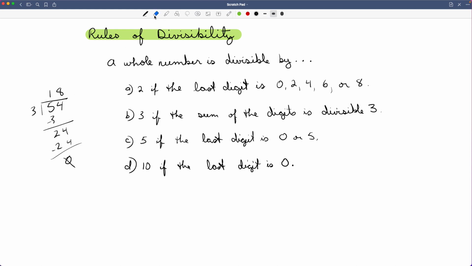So all you have to do is add the 2 or 3 or 4, however many digits it is, together. And if the sum of those digits is divisible by 3, then that number is divisible by 3.